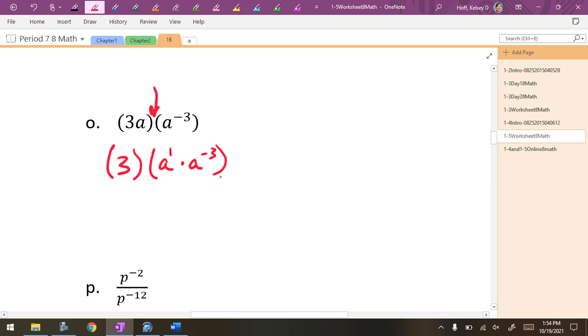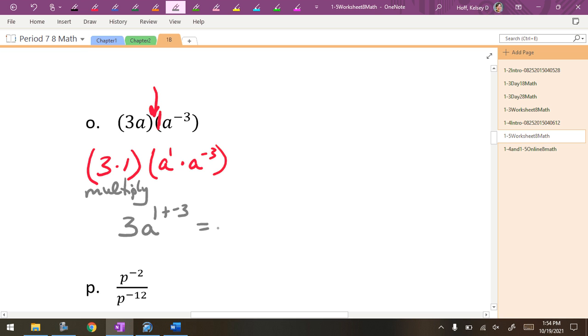The only thing I would change on this, just so we get in the habit of, technically there's a 1 coefficient here, right? Now we have coefficients, so they need to be in their own parentheses. That 3 and that 1 are the numbers out front. So when those are our numbers out front, we actually multiply them. 3 times 1 is 3. Keep my base of A. What do I do to my exponents? Add them. 1 plus negative 3, which is negative 2.